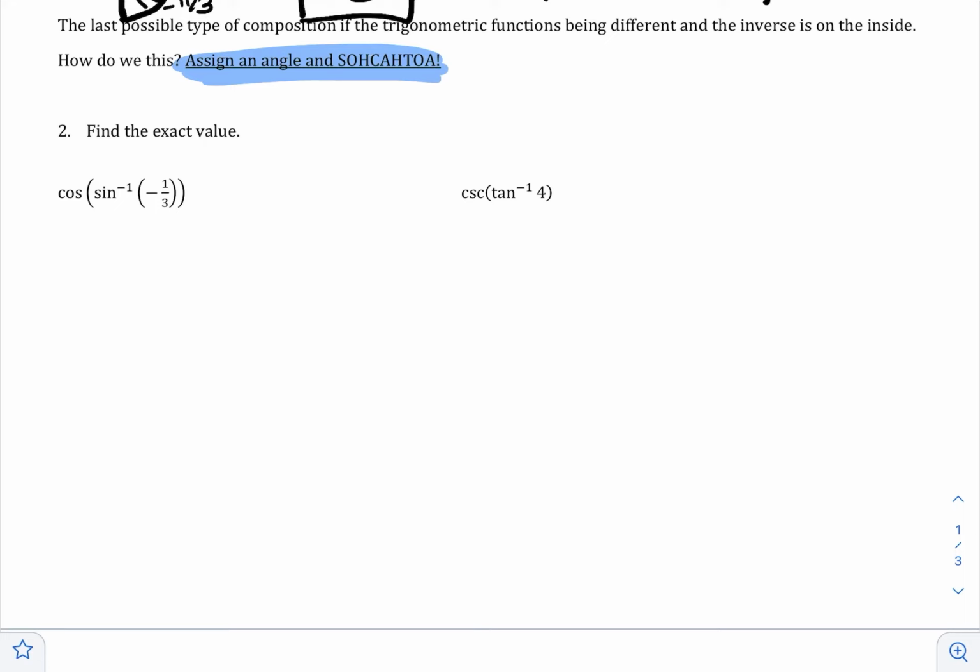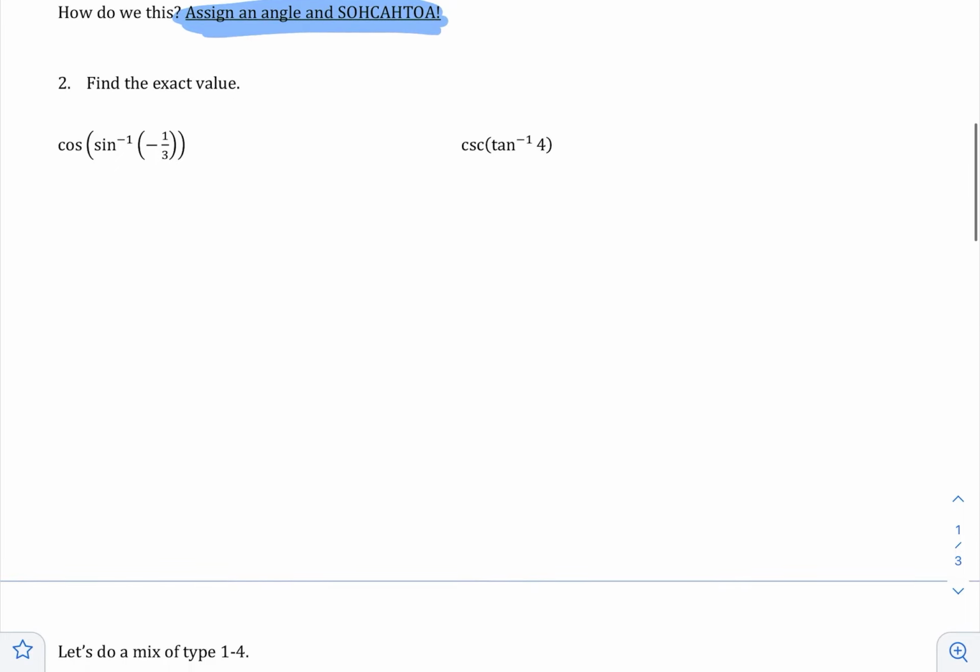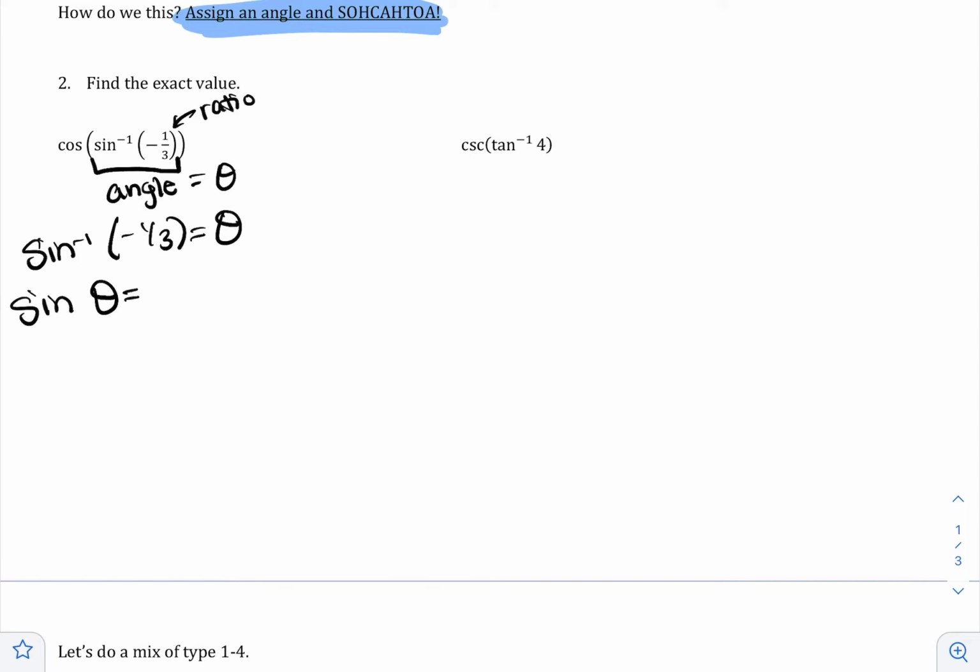Okay, so the first thing we do is grab the inverse part. So again, the inside, right? We're working with the inside first. And we know that when we evaluate an inverse, we input a ratio and we output an angle. We're going to call this angle theta. So I have the sine inverse of negative 1/3 is equal to theta, which means that the sine of theta is negative 1/3. Once I write it like that, I can immediately create a triangle using SOHCAHTOA.